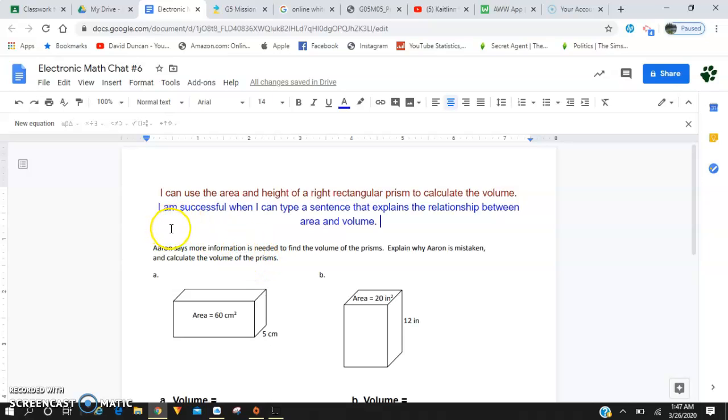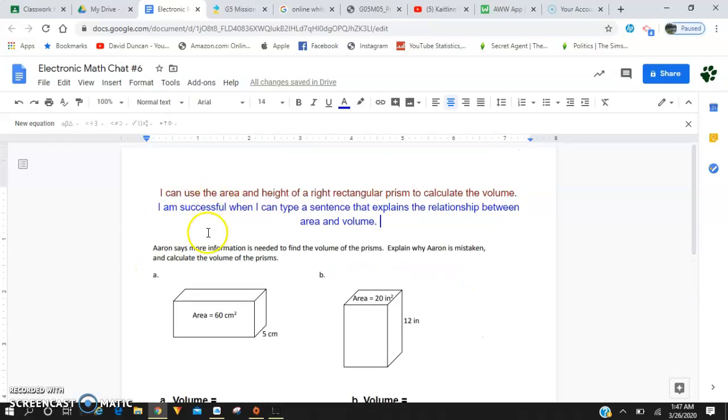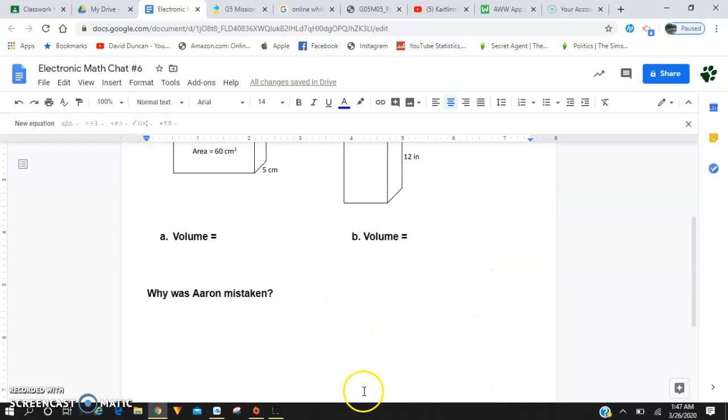I am successful when I can type a sentence that explains the relationship between area and volume. So you're successful not only when you can find the volume, but when you can find the area and volume and the relationship between the two of those formulas. I have a two-part question that you are going to be answering on your own for the activity.